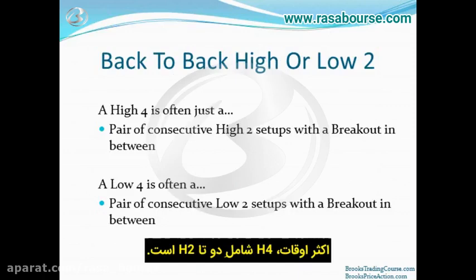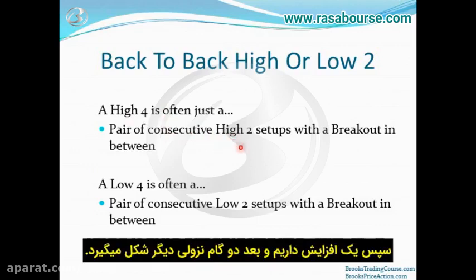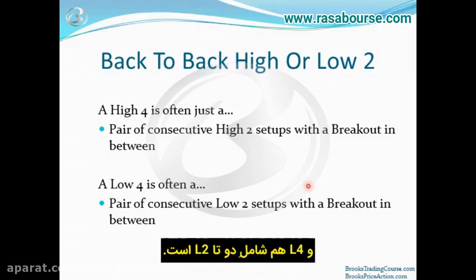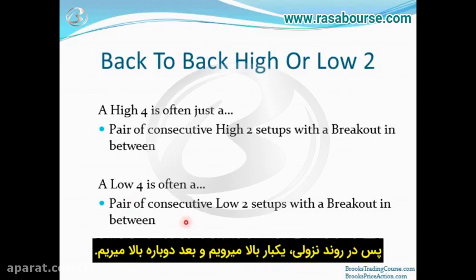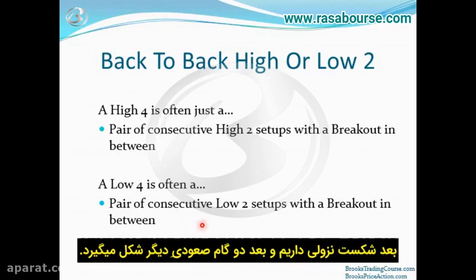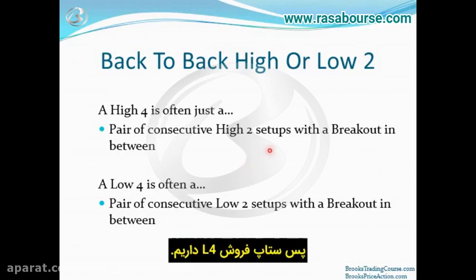A lot of times a high 4 is just a pair of back-to-back high 2 setups. So you get 2 legs down, high 2, and then a rally, and then another breakout and another 2 legs down. And a low 4 in a bear trend is often a pair of consecutive low 2 patterns. So you go up once in a bear, and then twice, and then you start to resume, and then you get a bear breakout, and then another 2 legs up, and that's a low 4 sell setup.